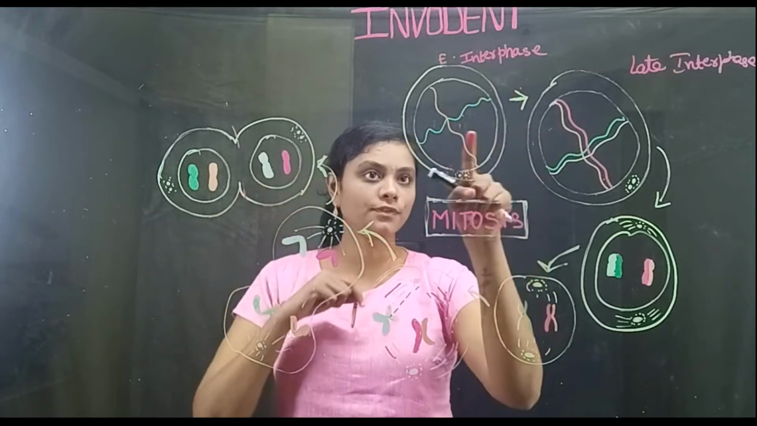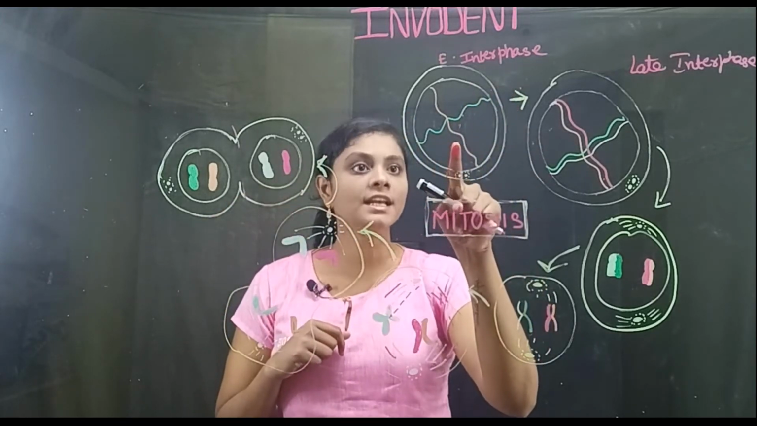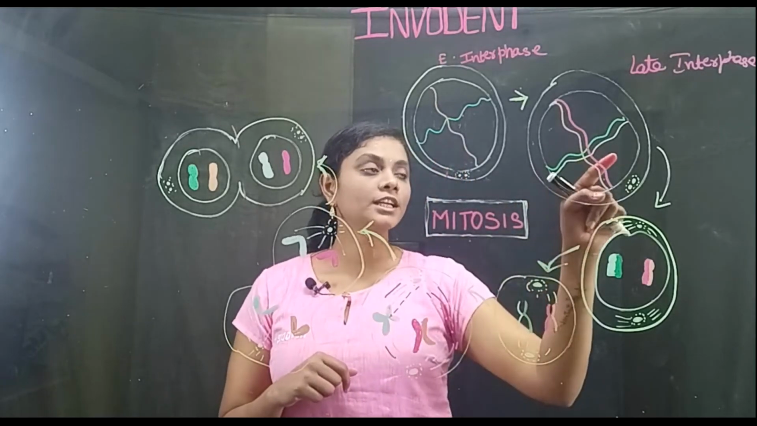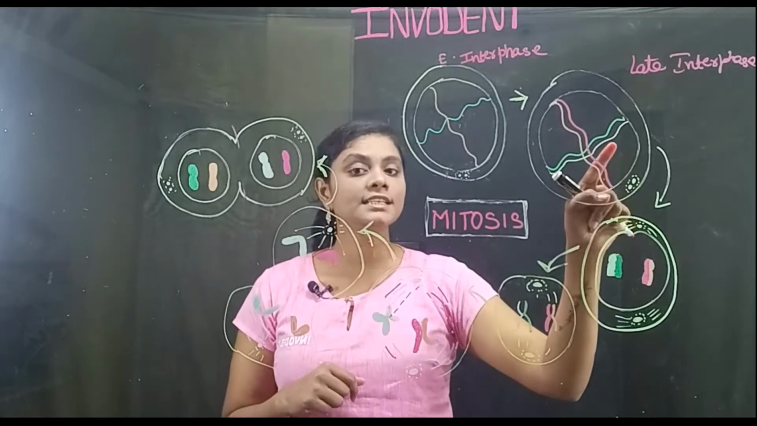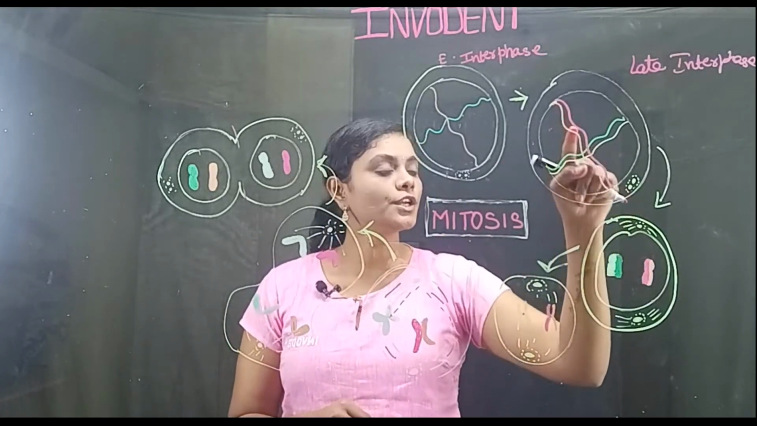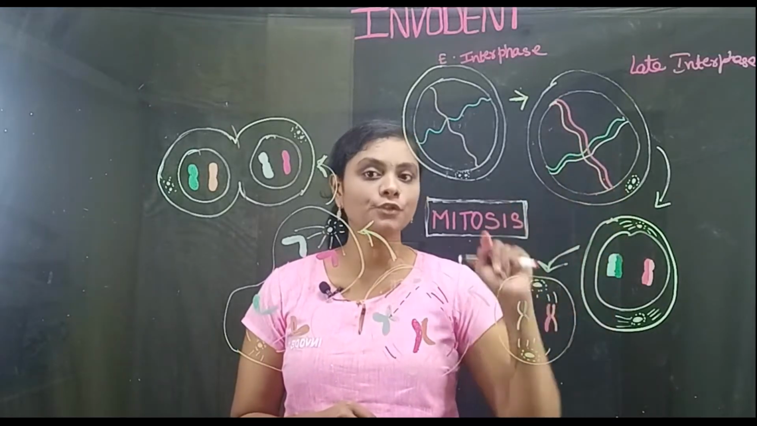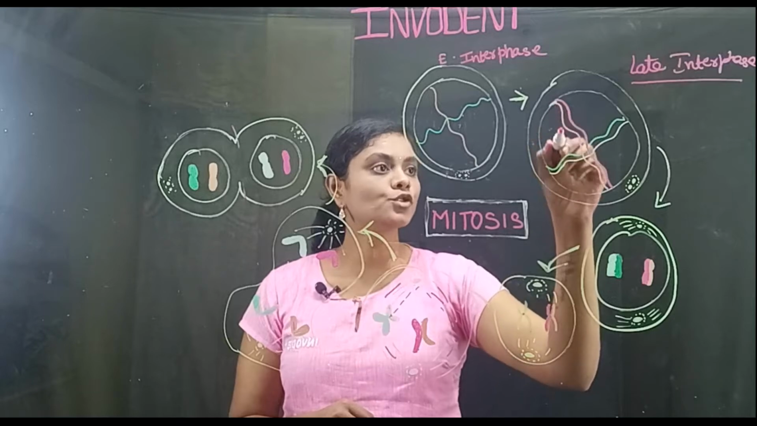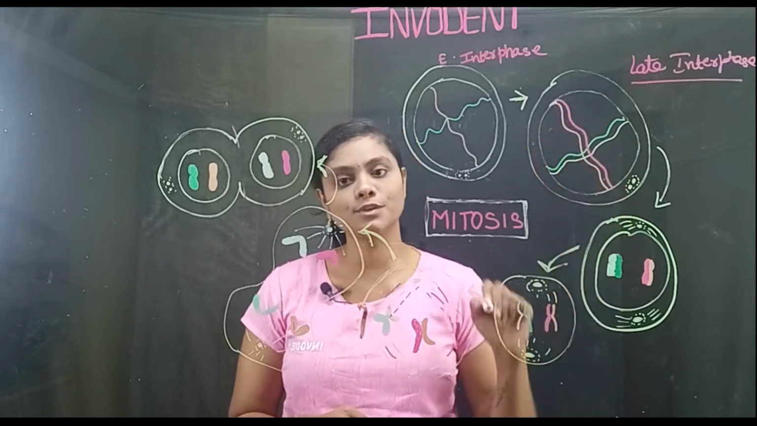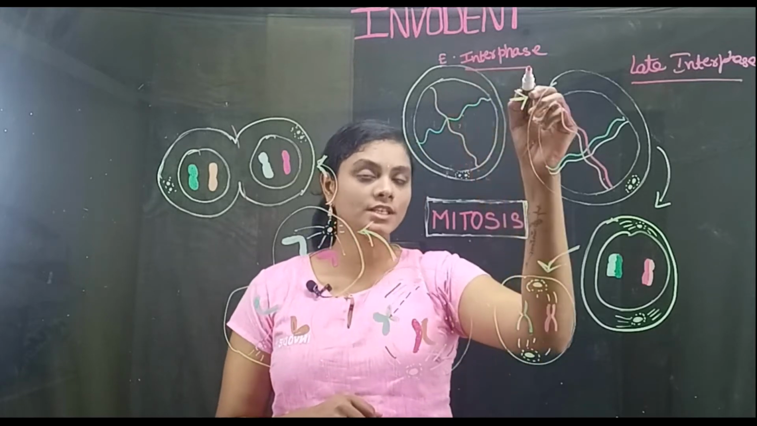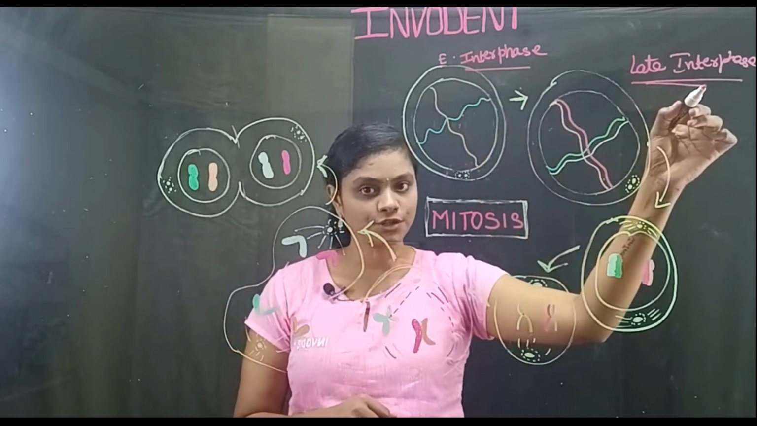So in the early interphase, there are two chromosomes, each having only a single chromatid. When it comes to the late interphase, the DNA of each chromosome will divide to give rise to the other strand of the chromosome. So in the late interphase, we can witness two strands of the chromosome because of DNA duplication. So this is about early interphase and late interphase.